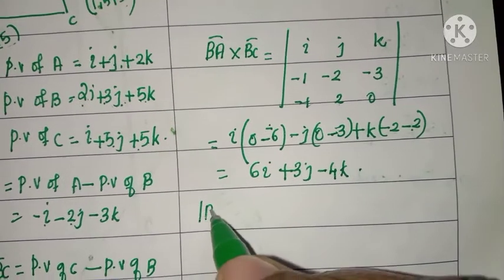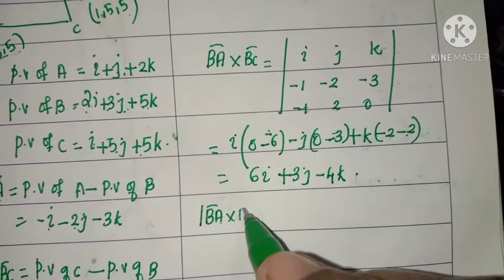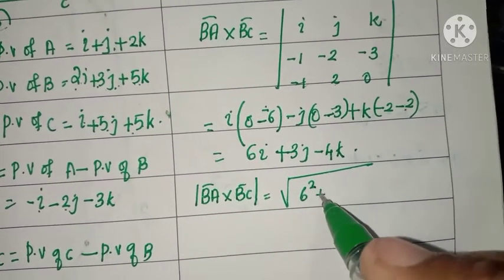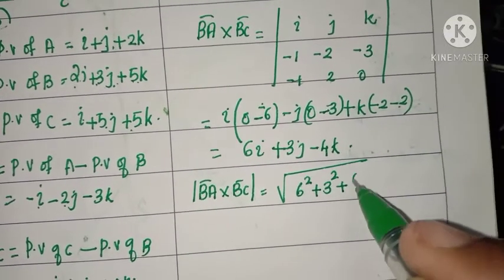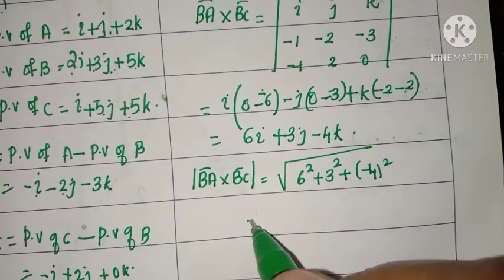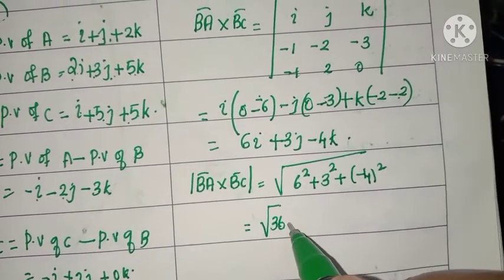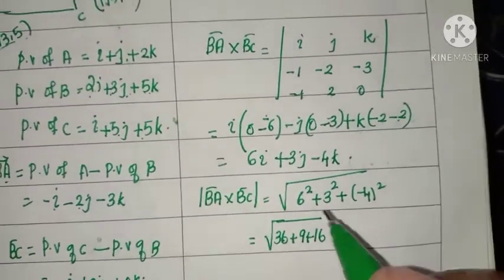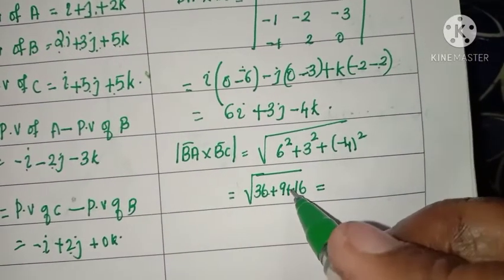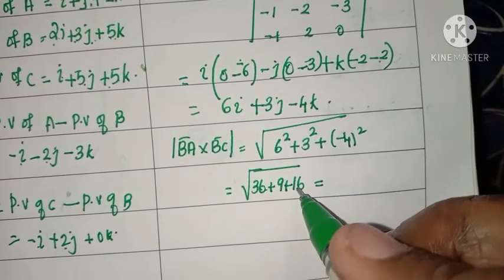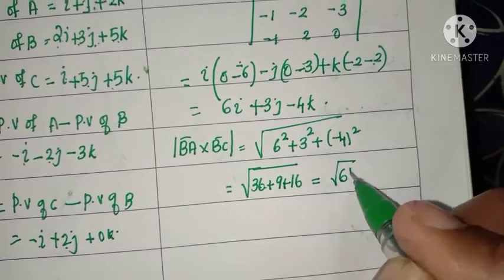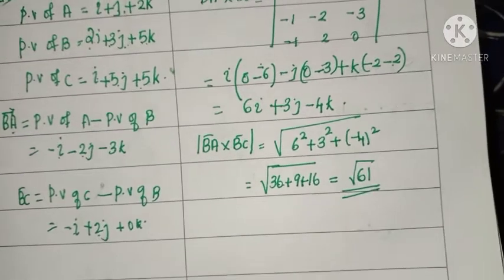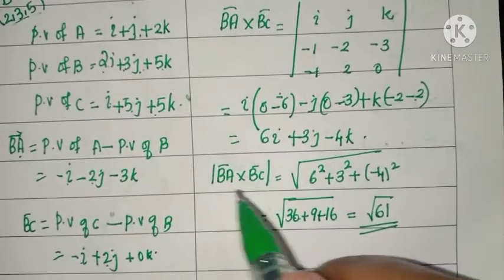Therefore their magnitude BA cross BC is equal to root of 6 square plus 3 square plus minus 4 square. So it is 36 plus 9 plus 16. So 36 plus 9, 45. 45 plus 16, it is 61. Okay, so area of, it is BA cross BC.